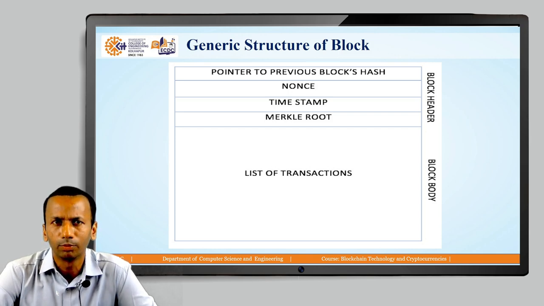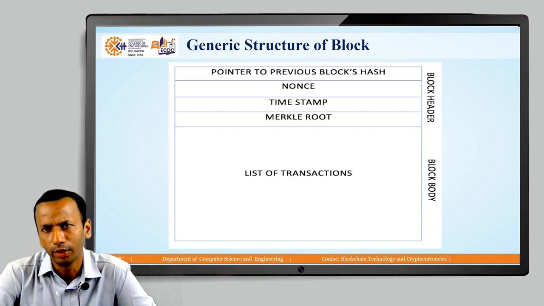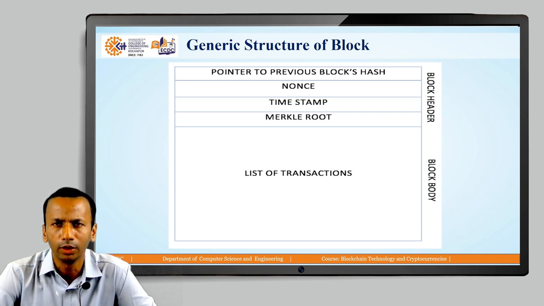As you can see in this video, a simple block is logically divided into two parts: a block header and a block body. In the block header you can see the pointer to the previous block's hash. It means each and every block in a blockchain is linked with the others. Whenever a new block is created in a blockchain network, the pointer to the previous block's hash is stored at this point.